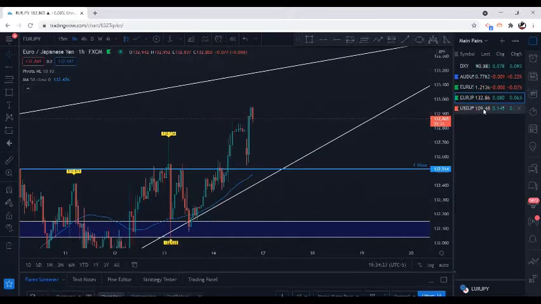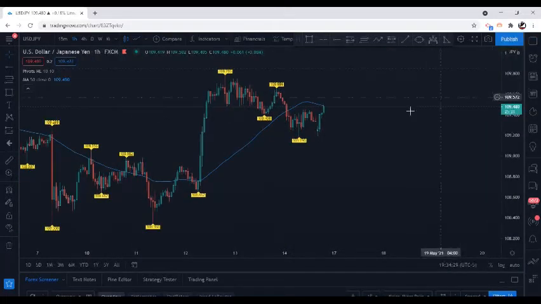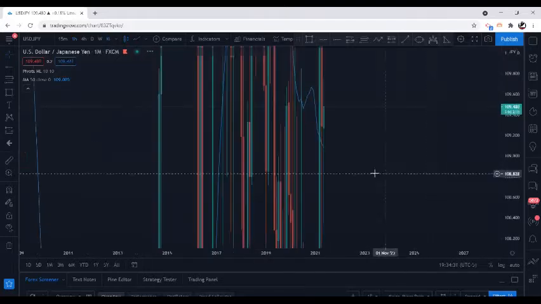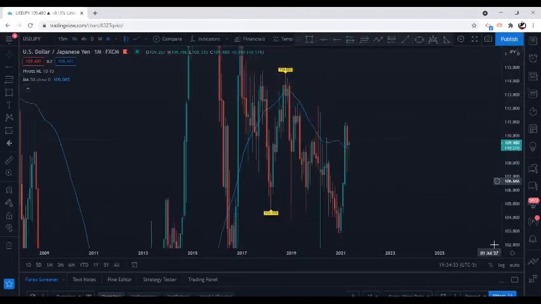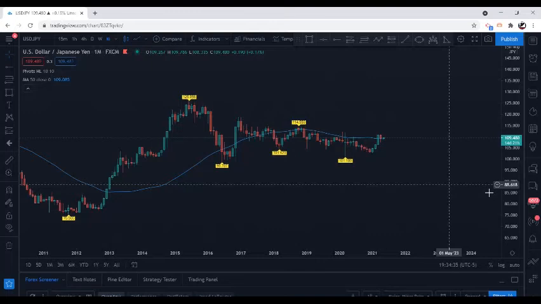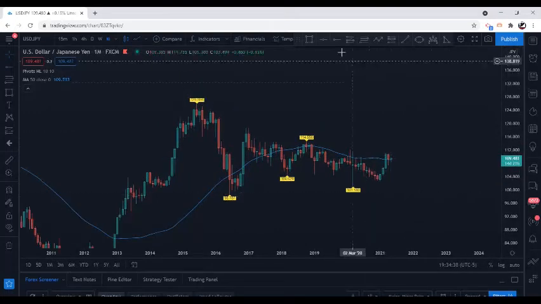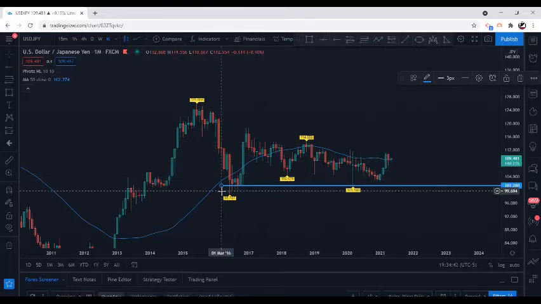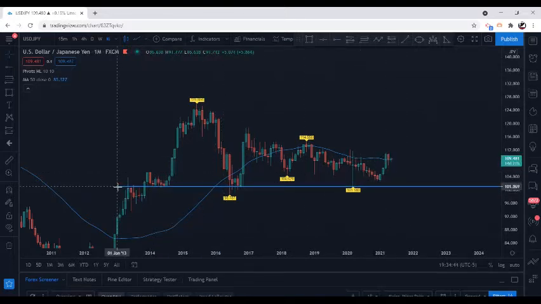So moving on to the second pair, which is USD JPY. I'm just going to quickly go on my monthly chart and identify my key levels like I always do. This is very important in trading.